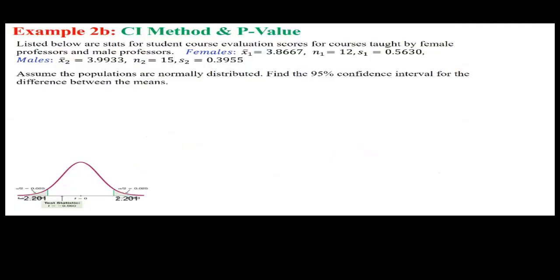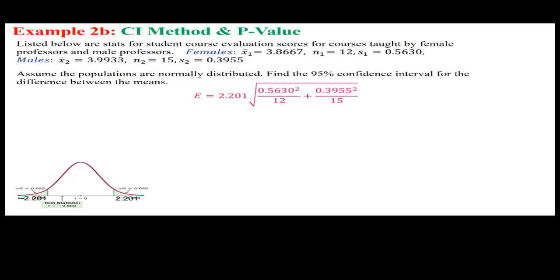So we are looking at the same question. We are repeating the same question, and we're going to go through the process. So let's see what we get. So E has this formula, T alpha over 2. If you recall, it was 2.201 from the previous page.